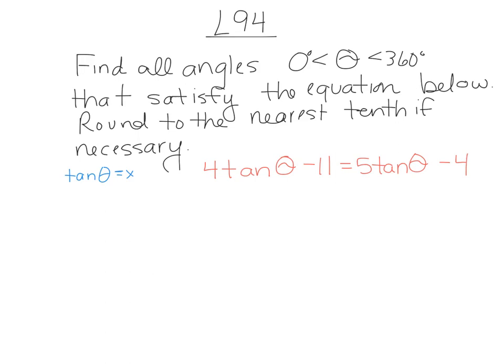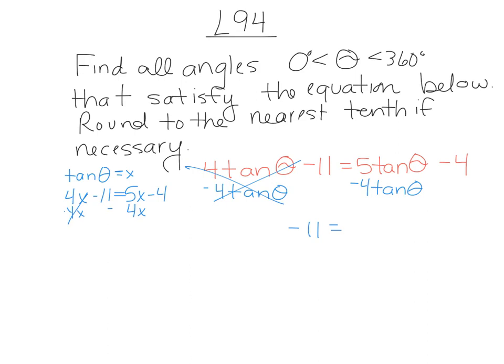So basically, if I had an equation like 4x minus 11 equals 5x minus 4, that would be an equivalent equation without the tangent theta, and the first thing I would do is move or subtract the 4x from both sides. So in the same way, I'm going to subtract 4 tangent theta from both sides. That's like terms with 5 tangent theta. So that gives me negative 11 equals 1 tangent theta, or just tangent theta in this case, minus 4.